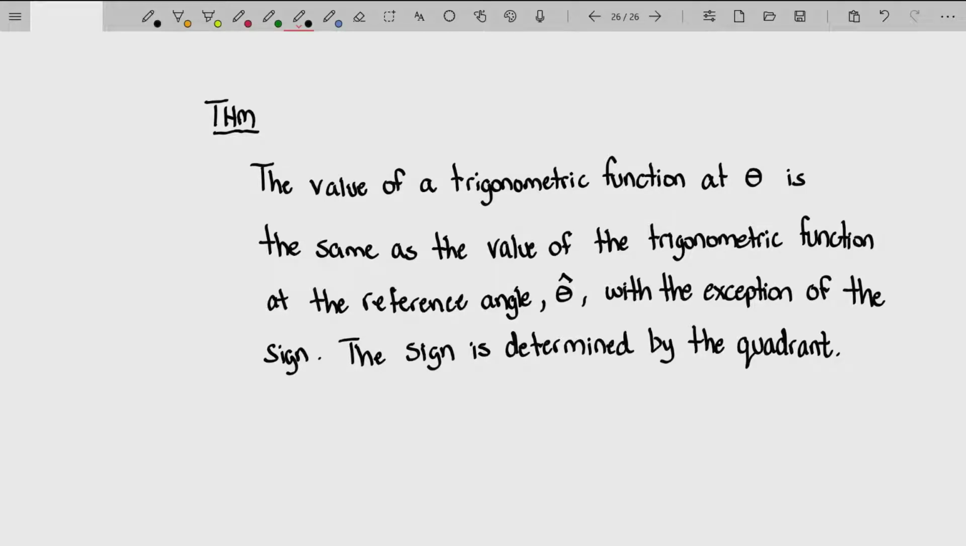And here I have forgotten to put this theorem into my lecture notes, and so I quickly have just scratched this out. But this is like one of the most important theorems. I don't know why this just got left out of my typed lecture notes, so I'll have to type that in later on. But the value of a trigonometric function at an angle theta is the same as the value of the trigonometric function at its reference angle theta hat, with the exception of the sign, the plus or minus sign. That can be determined by the quadrant.